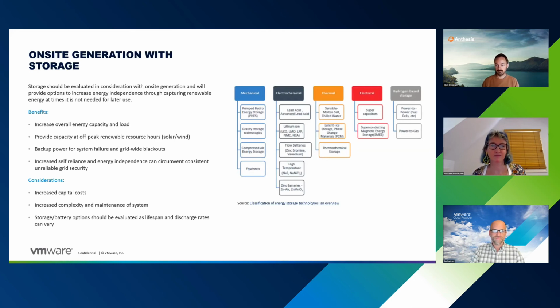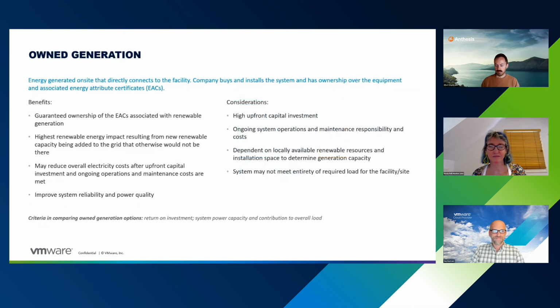So back to on-site renewables, I just wanted to talk about the two types of ownership structures we can have for on-site systems. So there's the owned generation. You own the system, you pay for the panels, you pay for installation. It's all owned by your organization. You automatically have ownership over all the energy attribute certificates that are generated. So there's no issues about scope 2 accounting and that sort of thing.